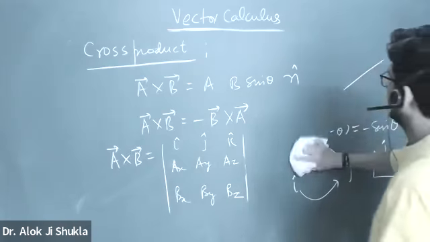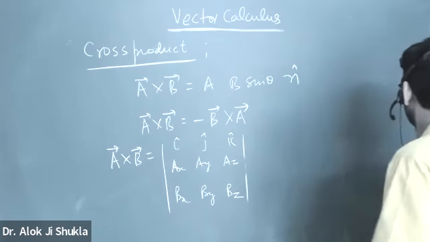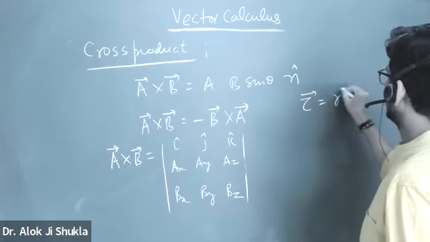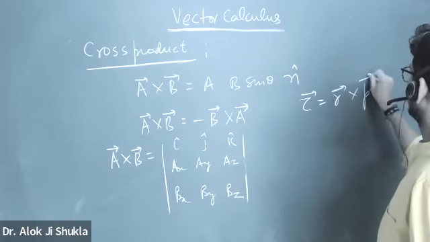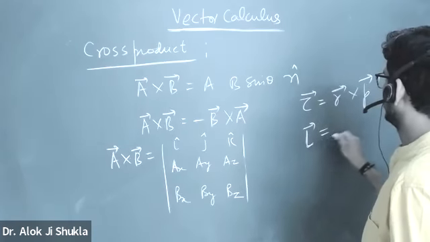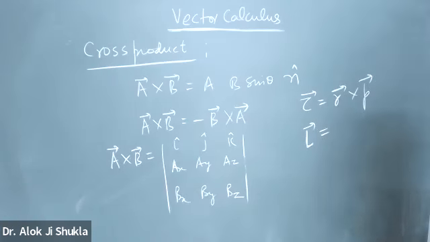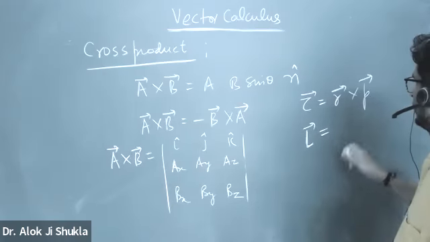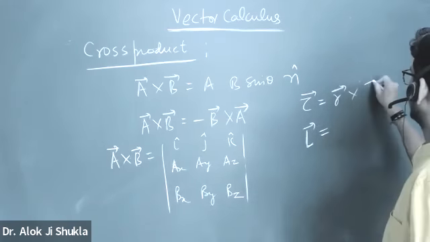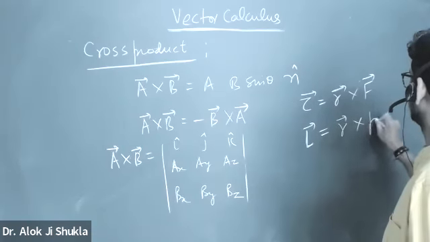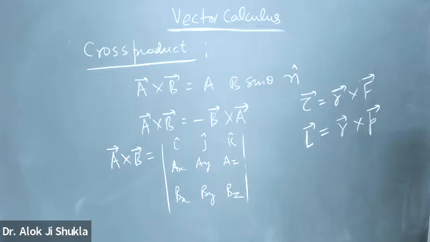So a physical example to this is torque, angular momentum. Like torque is R cross F. Angular momentum is, what is angular momentum? Linear momentum क्या होता है? M V. Torque is R cross F, and angular momentum is R cross P. ठीक है?